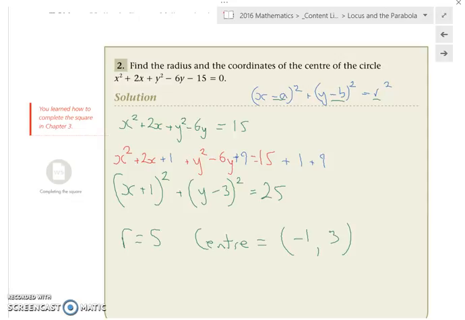That wasn't too painful. So find the radius and the coordinates of the centre of the circle. So we have the radius, we have the coordinates of the centre of the circle. All happy.